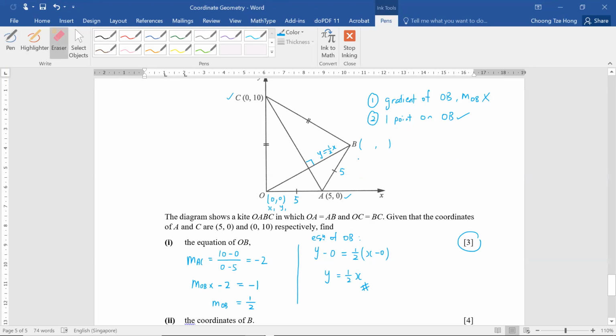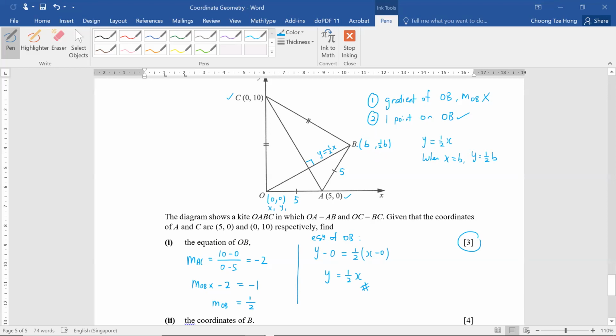So basically that is the approach that I'm going to take. In this question, I'm going to start off by letting the x coordinate of B be b. So the equation of OB is y equals half x. If the x coordinate is b, then what is the y coordinate? When x equals b, the y coordinate will be half b, right?